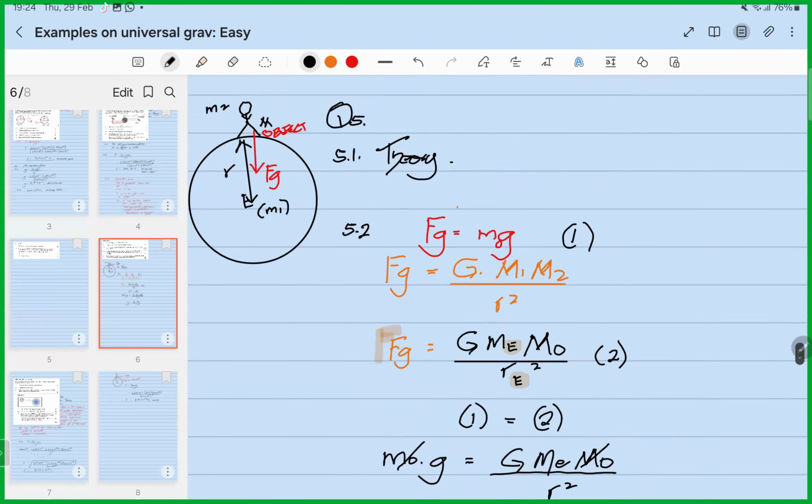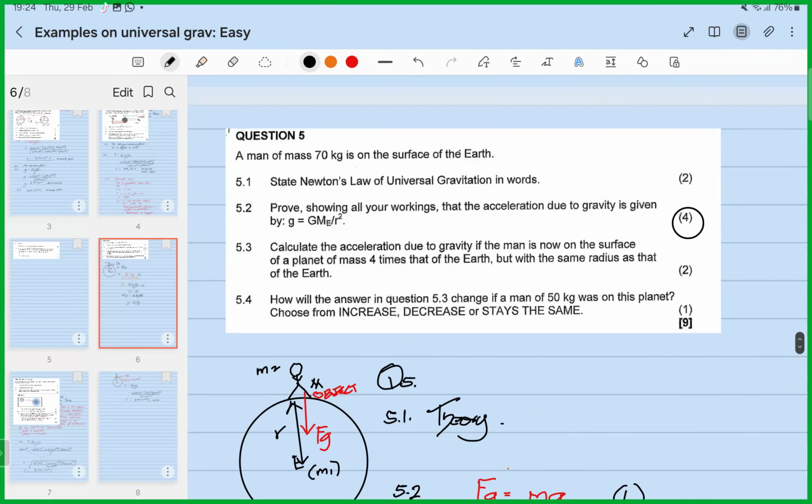It looks very, very easy compared to some of the other hectic ones we did. So you can quite easily commit this to memory. My suggestion is please do this. Calculate the acceleration due to gravity if the man is now on the surface of a planet 4 times that of the Earth, but with the same radius.